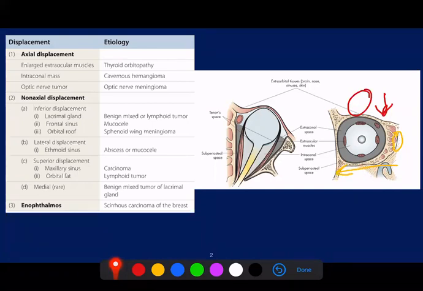Medial displacement is a bit rare. I haven't seen anything. Usually the lacrimal gland displaces the globe inferiorly. Okay, so this is one of the rules.